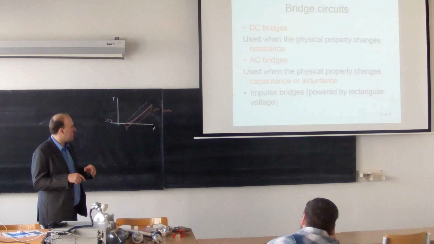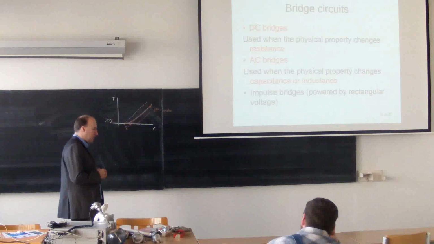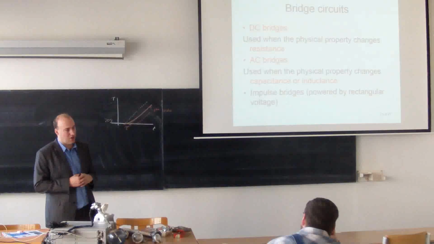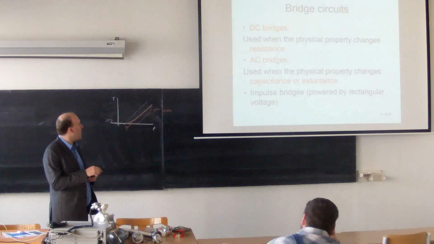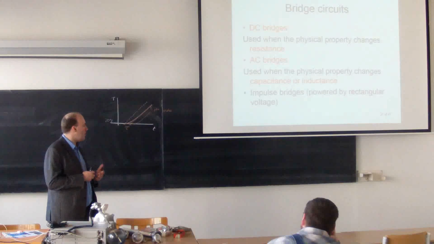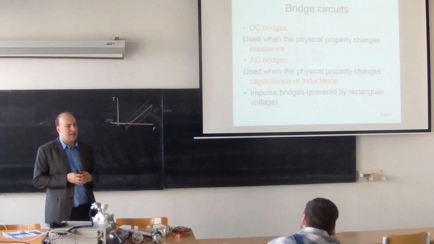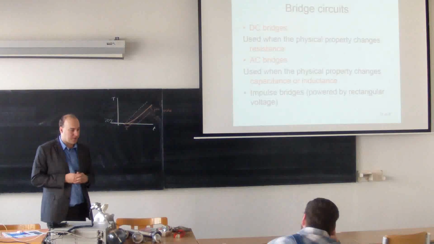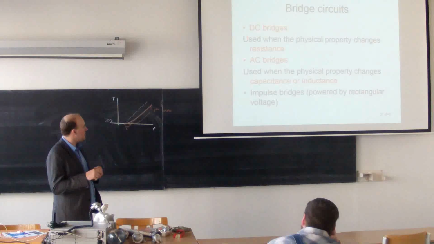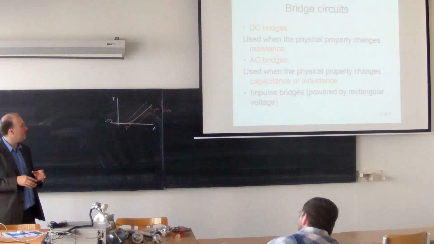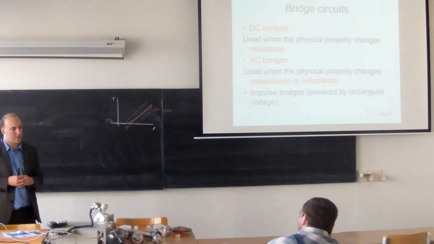The impulse bridges are something that we power with rectangular pulses of voltage. And we can evaluate all three: resistance, capacity, or inductivity. The reason why we are using impulse bridges is that it's easier to amplify AC signals. So we can use amplifiers on the voltage output from the bridge. But again, we will just discuss DC bridges. So that's from the point of view of power supply voltage.